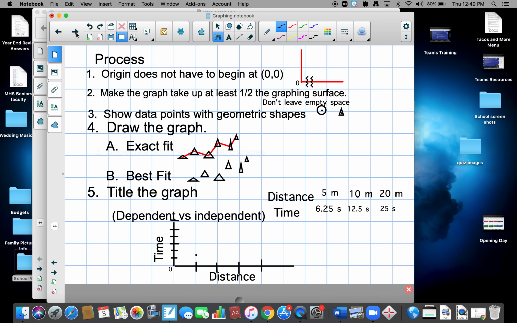Put our first point in, and remember we want a geometric shape around that. So that's 5 and 6.25. That's 10 and 12.5. And that's 20 and 25, line of best fit. And time versus distance, dependent versus independent.